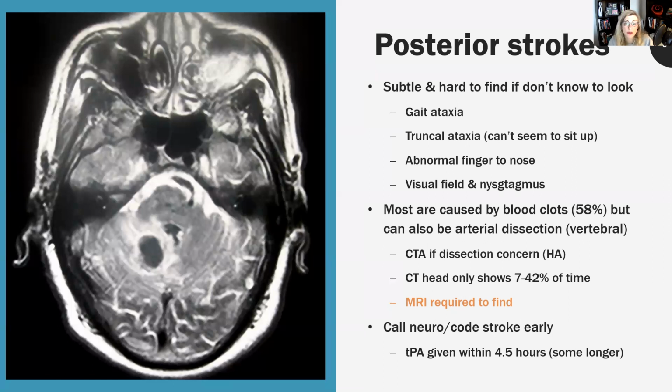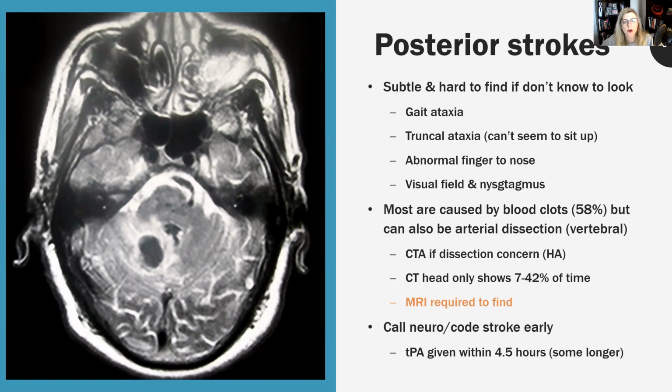I also want you to know that posterior stroke is mostly caused by blood clots, right? Thromboembolism, at least 58% or higher. But some of these can also be caused by either bleeding or by arterial dissection, specifically vertebral artery dissection. So if you're worried about a vertebral artery dissection, which we'll talk about here in a minute, you want to get a CTA or a CT angiogram of the neck. That's going to show us the dissection and hopefully reveal our cause for our posterior stroke.